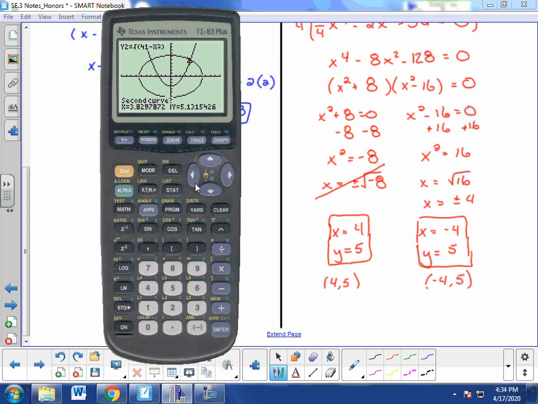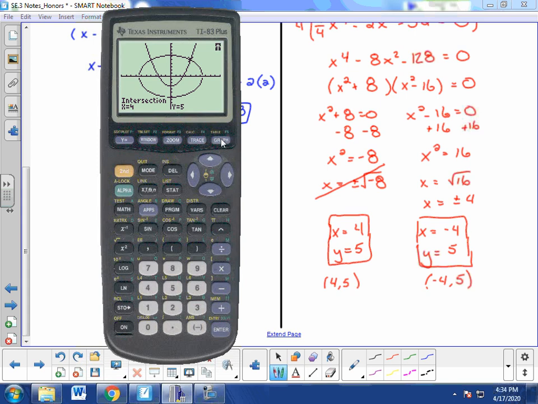It's going to say second curve, and it jumps me up to the equation at the top, right next to that intersection. That's good. I'm going to hit enter. When it says guess, I'm just going to hit enter. And because I had my cursor there pretty close, it gave me the exact values 4, 5. That matches up with our first solution. Now let's check our second solution.